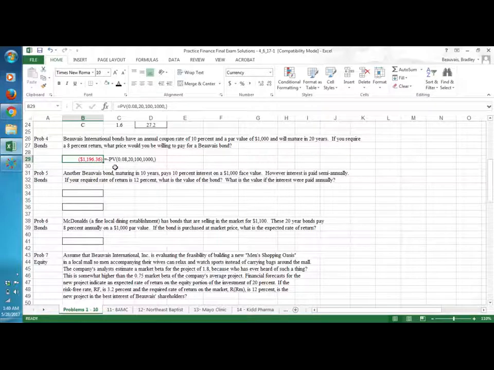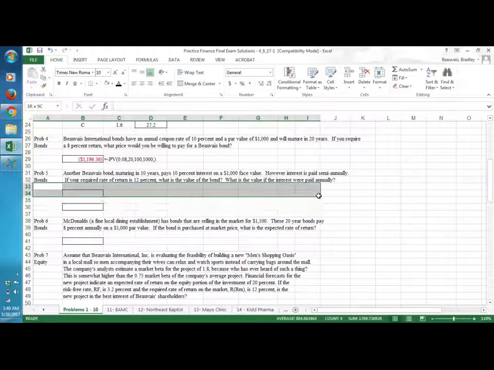Quick and easy. Problem 5, another bond maturing in 10 years pays 10% interest on a $1,000 face value. However, interest is paid semi-annually. If my required rate of return is 12%, what's the value of the bond? And what is the value if the interest were paid on an annual basis?